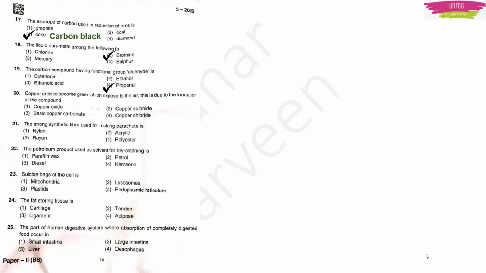Next, question number 20. Copper particles become greenish when exposed to the air. This is due to the formation of the compound copper oxide. Next question. The strong synthetic fiber used for making parachute is. It should be nylon. Then the petroleum product used as solvent for dry cleaning is. It is petrol. They use petrol for dry cleaning our clothes.